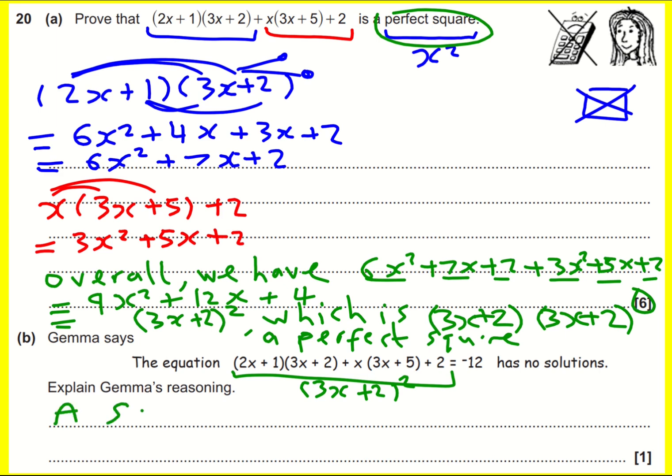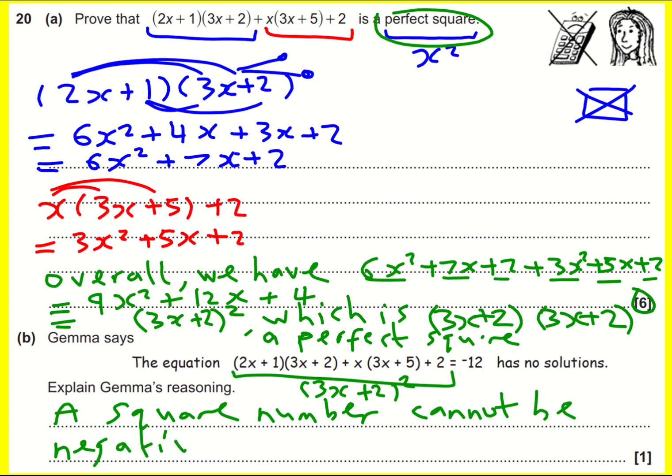A square number cannot be negative, or words to that effect. You might say you can't square root a number and get a negative. That would be another way of writing it.